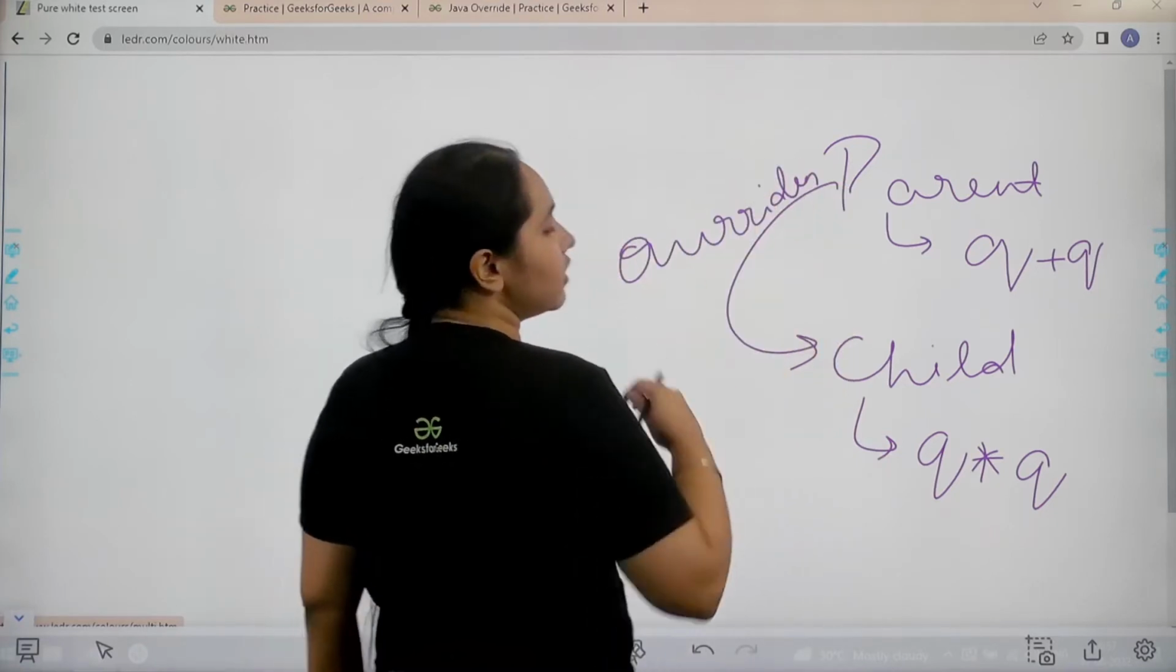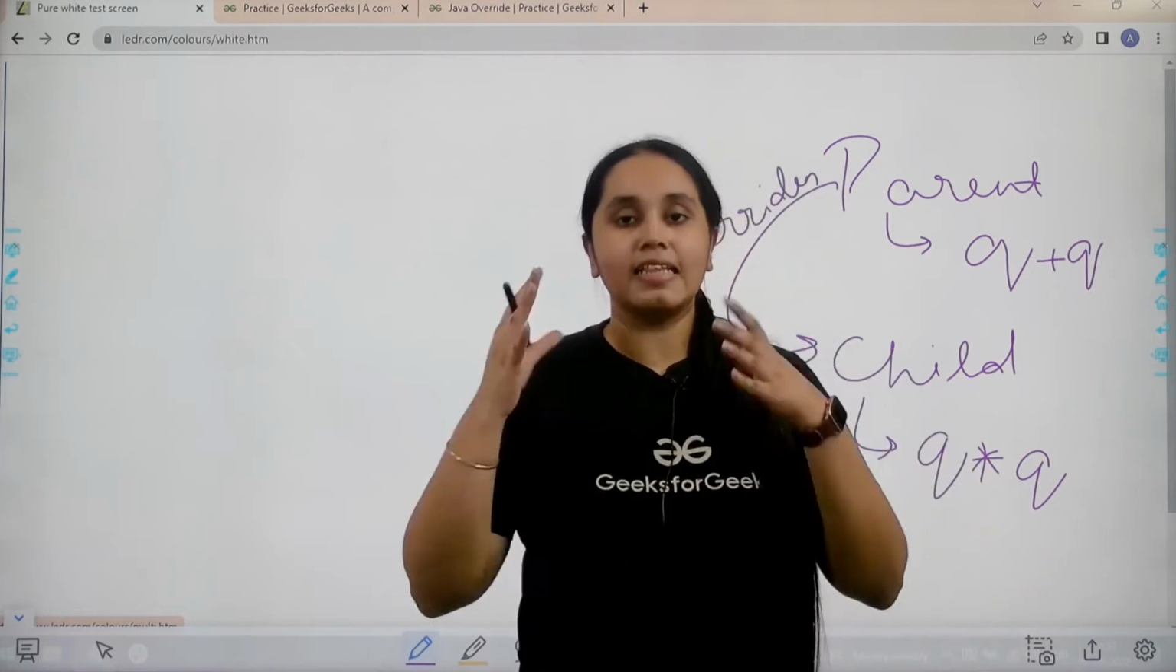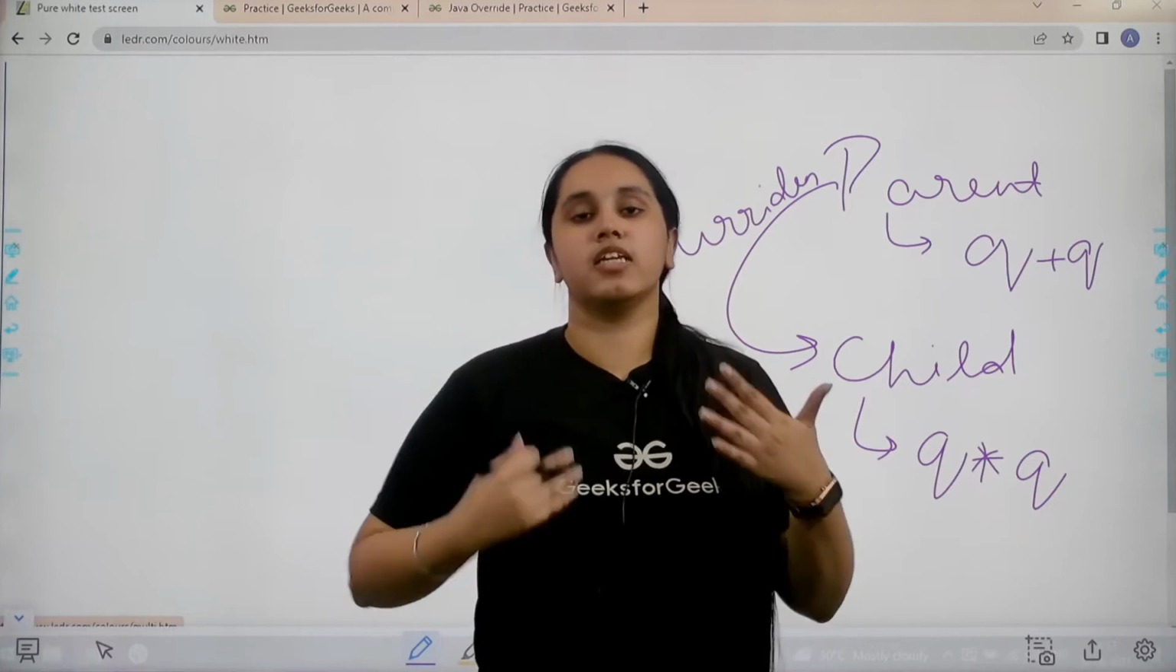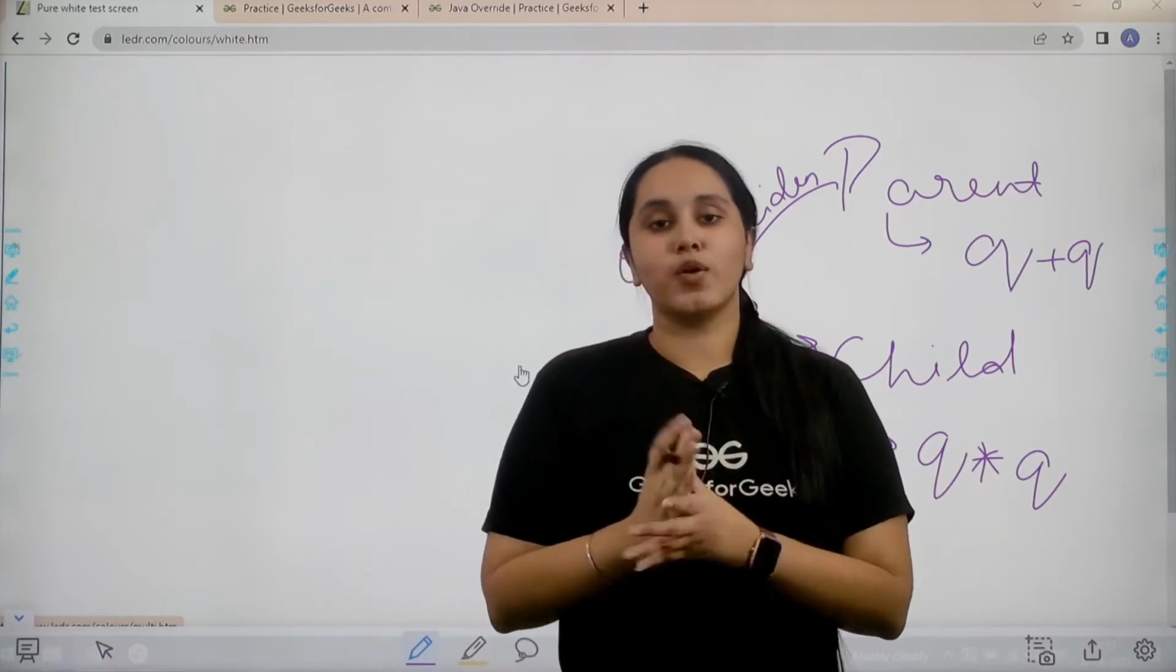So this is the point of overriding and this is what we have to do. We have a child class, we have a parent class, and we need to override a function. So I hope this was clear to you.